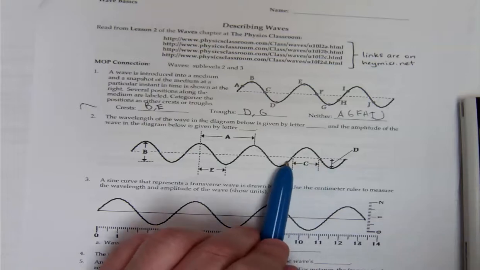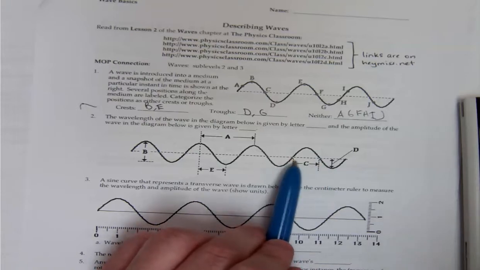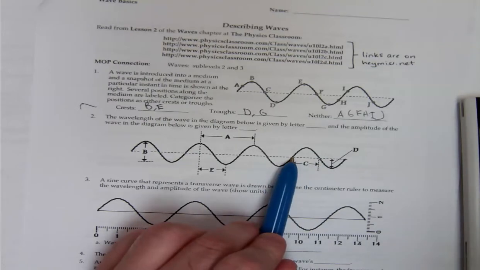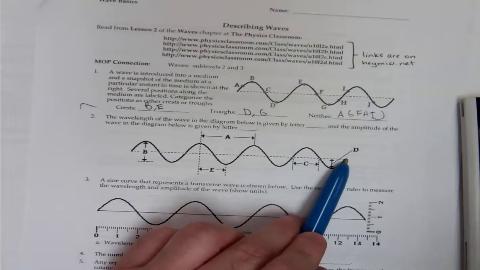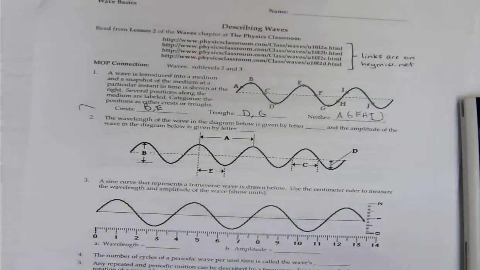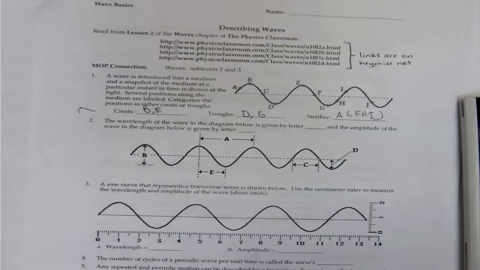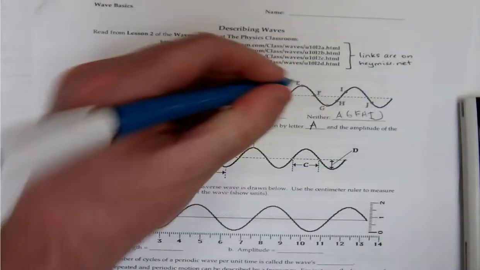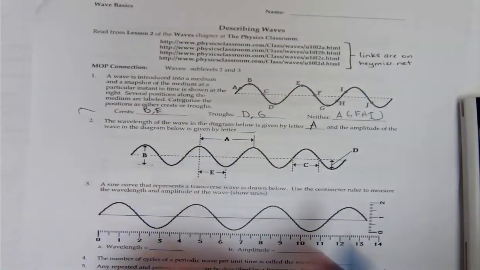Same exact part. So if we were doing wavelength with C, it would be here to here, because this is going up, right? So it's not C. I just want to be clear. It's a pretty easy one, but some people get a little confused. So that's going to be A. That's our complete wavelength. So peak, peak, right?